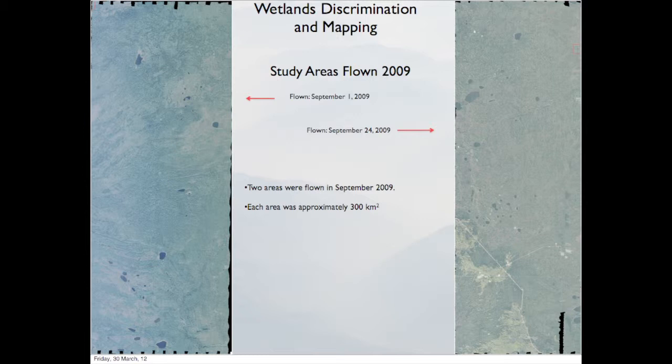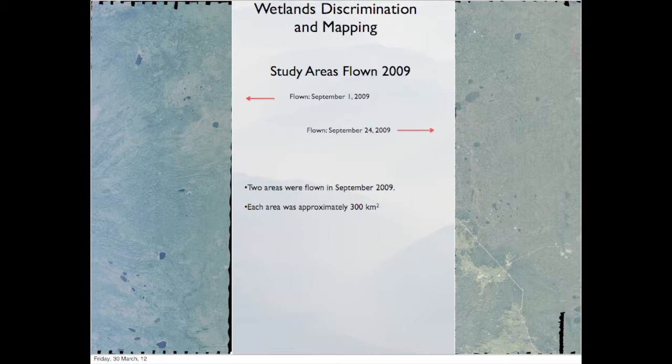So each one of these we flew in 2009, 1st of September and 24th of September. I say here that they were for seasonality. That's wrong. I mean, that's a lie, really. It was because the weather was so crappy that we couldn't get back up there until the 24th again. But we flew 300 square kilometers in each of these 2 days, and 2 different areas completely. And so we did 2 different analyses.